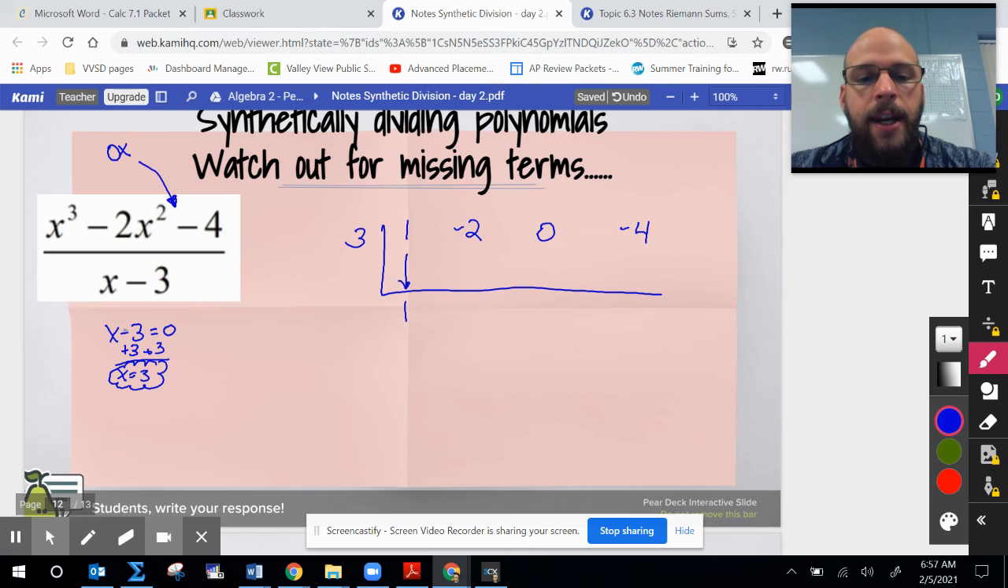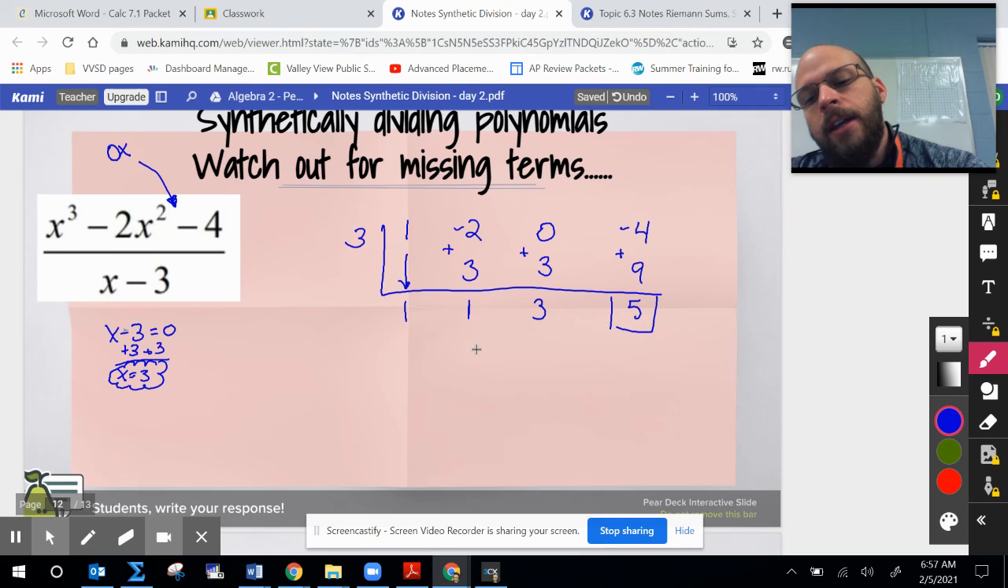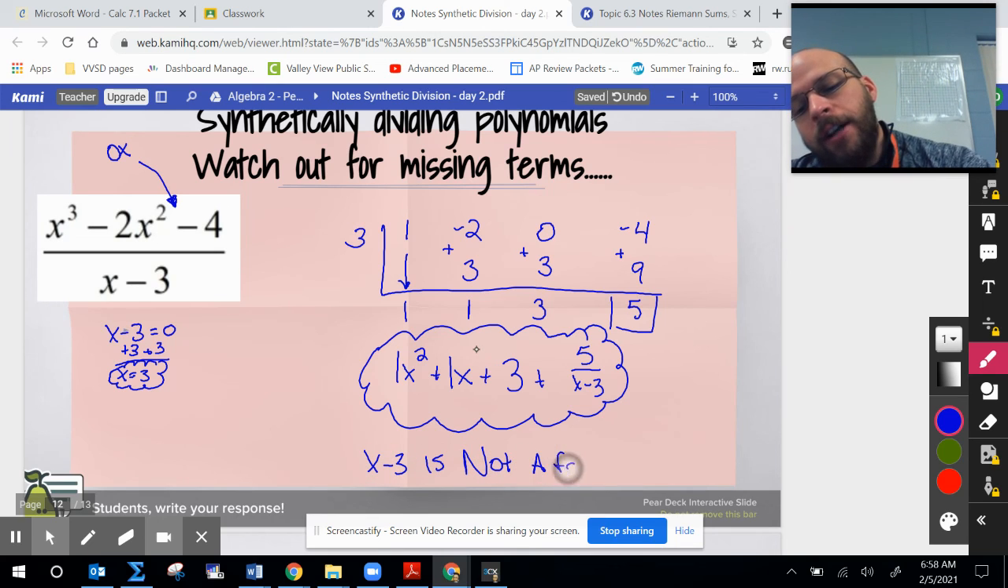So if I do my synthetic division, 3 times 1 is 3. Add straight down. 3 times 1 is 3. Add straight down. 3 times 3 is 9. Add straight down. I get a remainder of 5. So when I divide this, I get 1x squared plus 1x plus 3 plus 5 over x minus 3. Now, as you can see, we got a remainder that is not 0. So I would say x minus 3 is not a factor of that cubic polynomial.